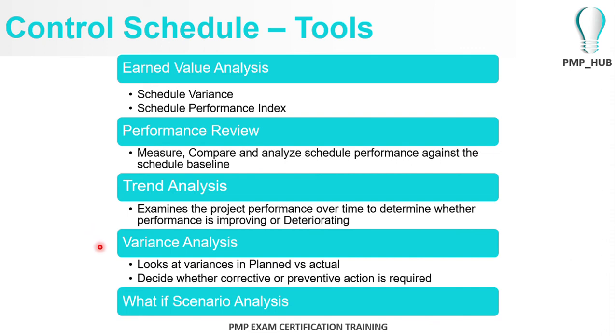Variance analysis will be used, which will look into the planned actions versus the actual actions, and decide whether corrective and preventive actions are to be taken. You could also use what-if scenarios, by changing certain parameters of your project, and see whether you could improve your schedule timeline or whether it will deteriorate your schedule timeline. So you could use certain what-if scenarios and see how it impacts your project schedule.